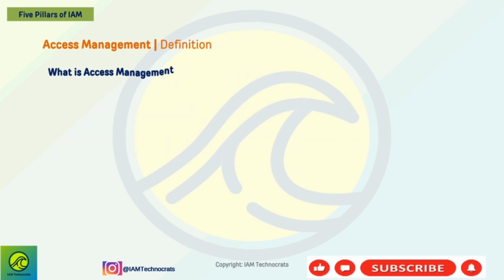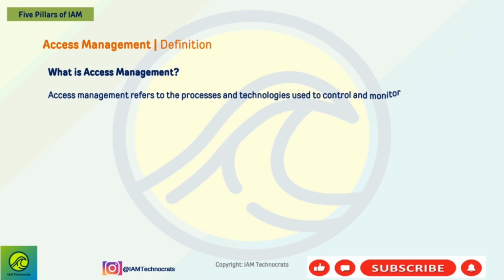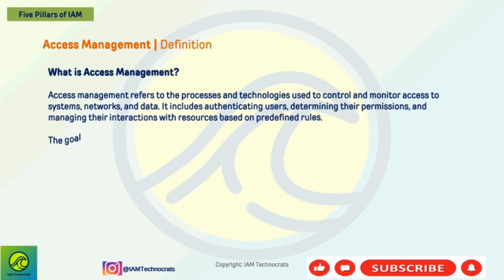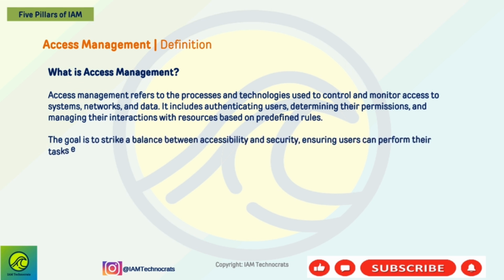The next pillar is access management. So, what is access management? Access management refers to the processes and technologies used to control and monitor access to systems, networks, and data. It includes authenticating users, determining their permissions, and managing their interactions with resources based on predefined rules.